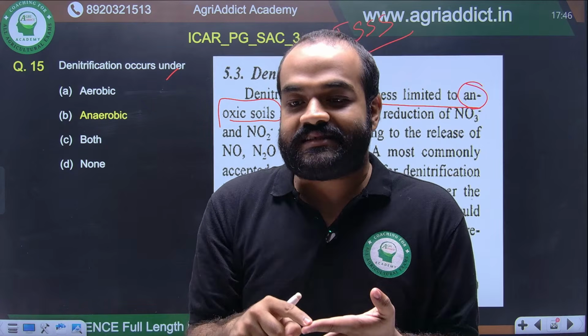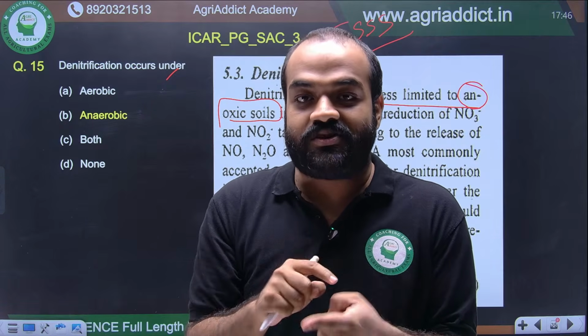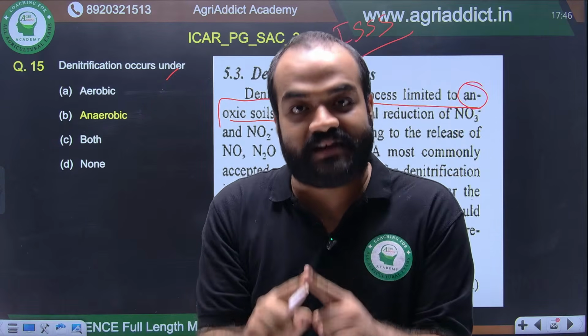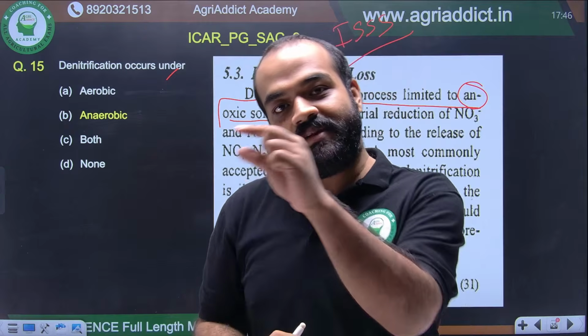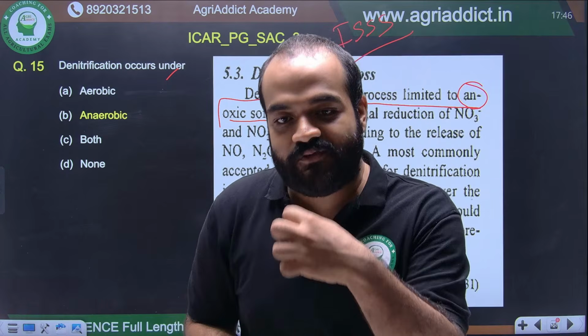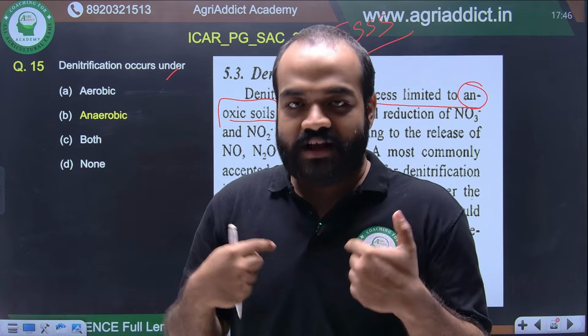अब ऑक्सीजन किस लिए चाहिए? Why we need oxygen for respiration? Because oxygen acts as the terminal electron acceptor. Oxygen will accept the terminal electron of the respiration and itself will get reduced to water, like our human respiration.